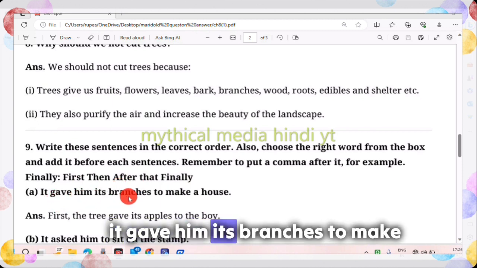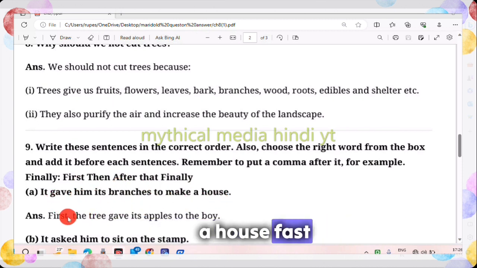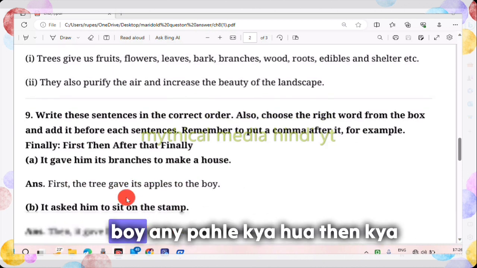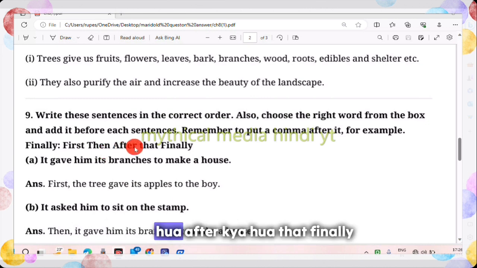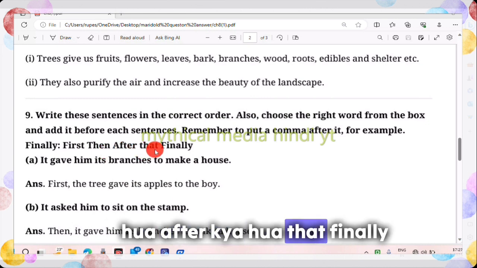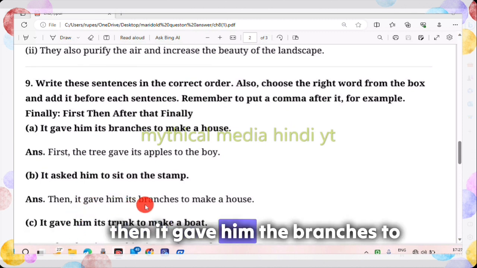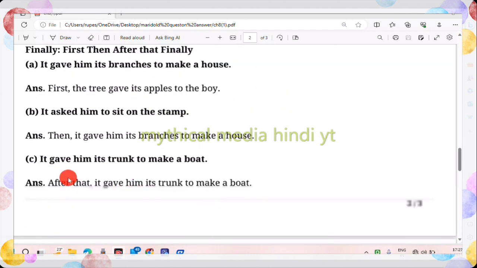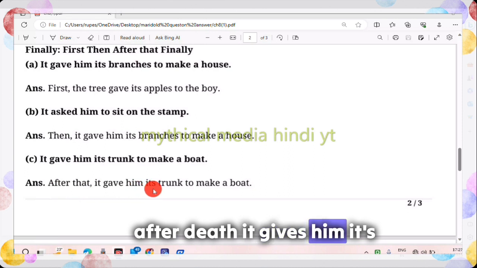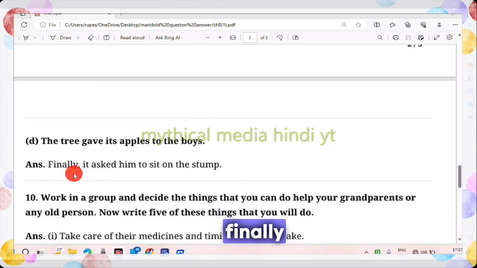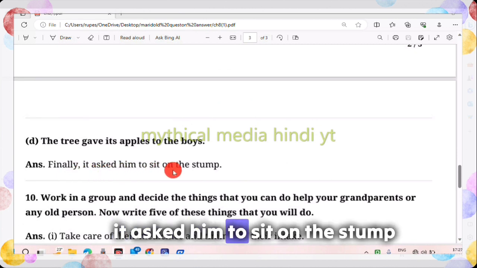Write this sentence in the correct order. It gave him its branches to make a house. First, the tree gave its apple to the boy. Second, then it gave him the branches to make a house. After that, it gave him its trunk to make a boat. Finally, it asked him to sit on the stump.